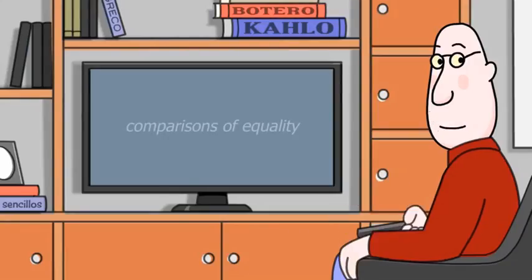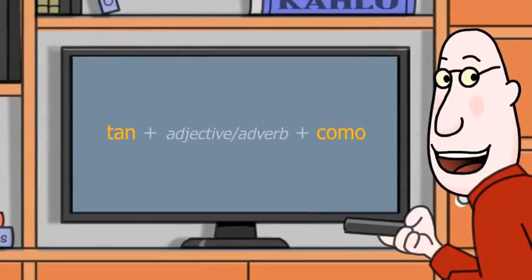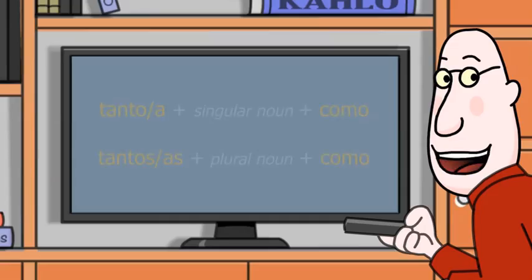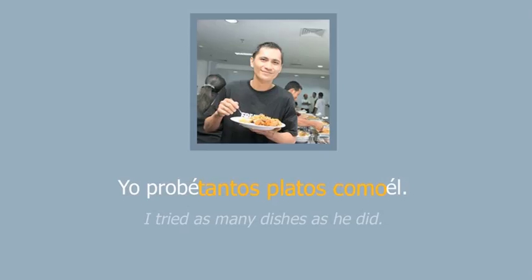Now let's talk about comparisons of equality. When making these comparisons with an adjective or an adverb, use tan before the adjective or adverb and como after it. Estas uvas son tan ricas como aquellas. To say as much or as many as something, use a form of tanto followed by a singular or plural noun and then como. Yo probé tantos platos como él.